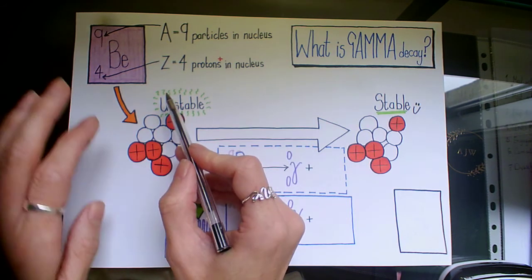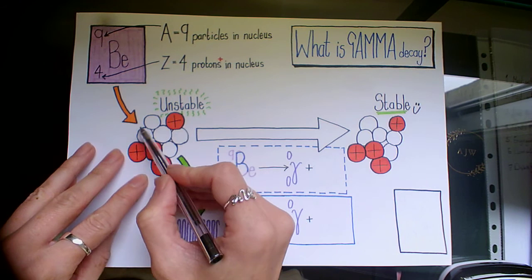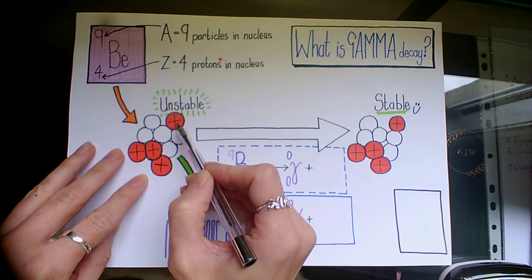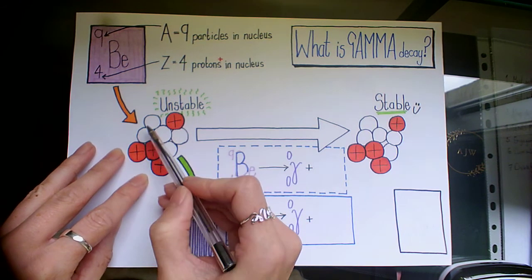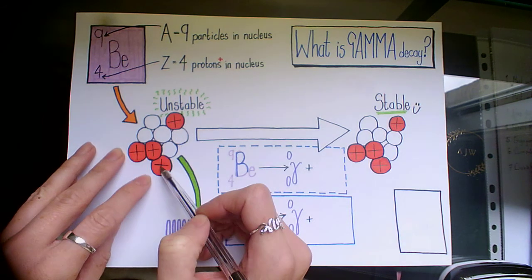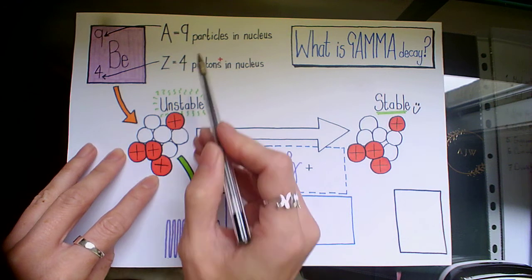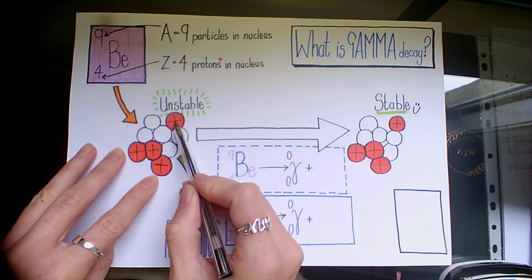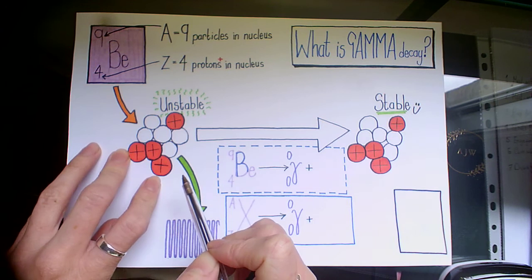So let's have a look at the picture of that. So here we've got our nucleus of beryllium. There are 9 particles, 1, 2, 3, 4, 5, 6, 7, 8, 9. And 4 of them are protons. 1, 2, 3, 4, coloured in red with their little positive symbol.